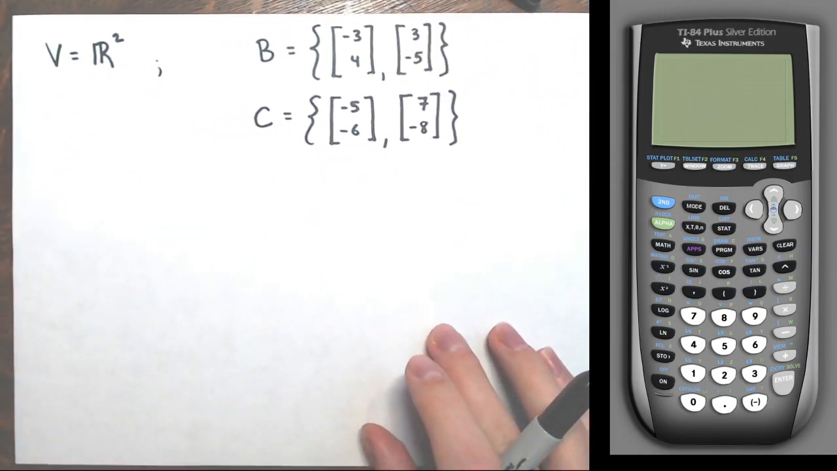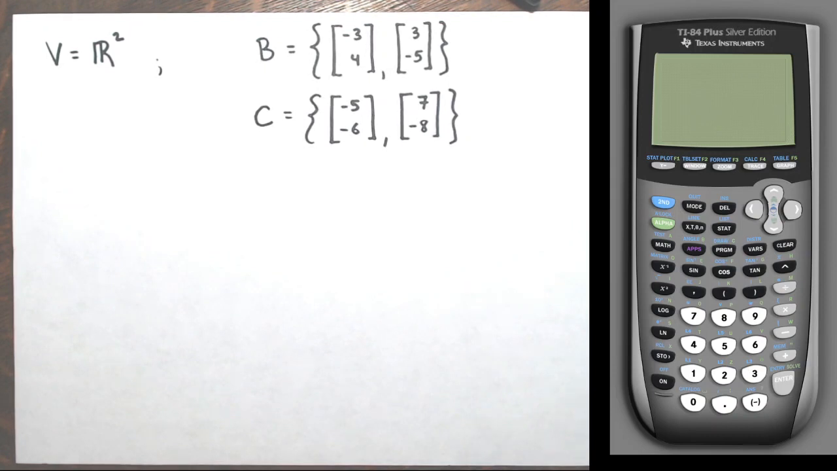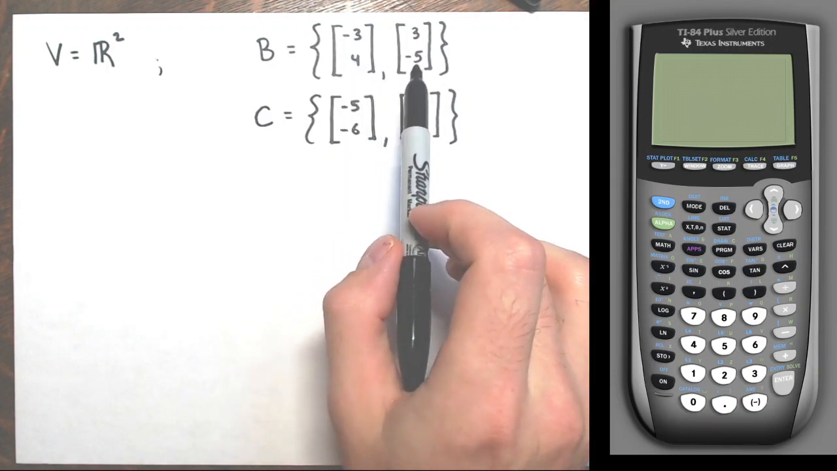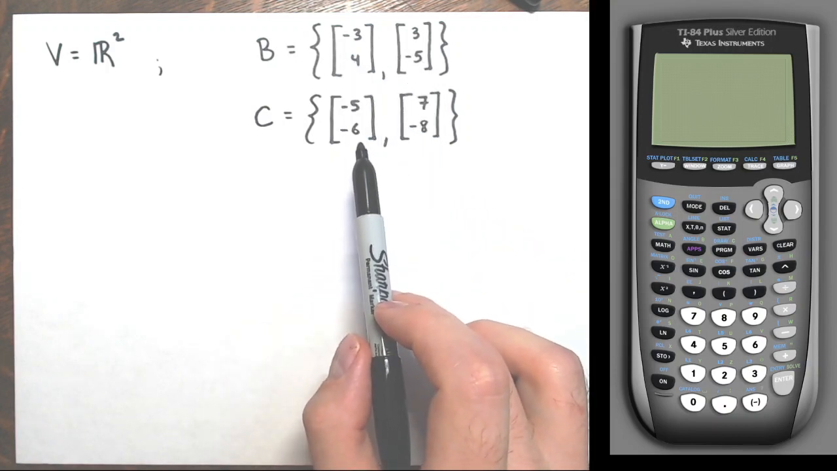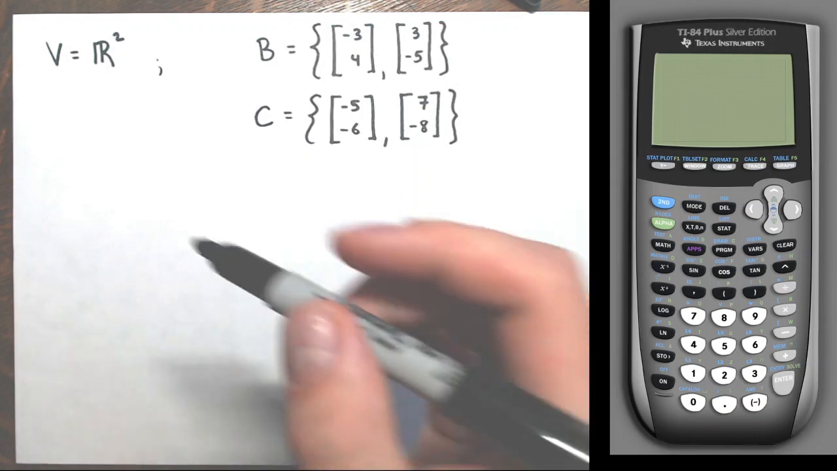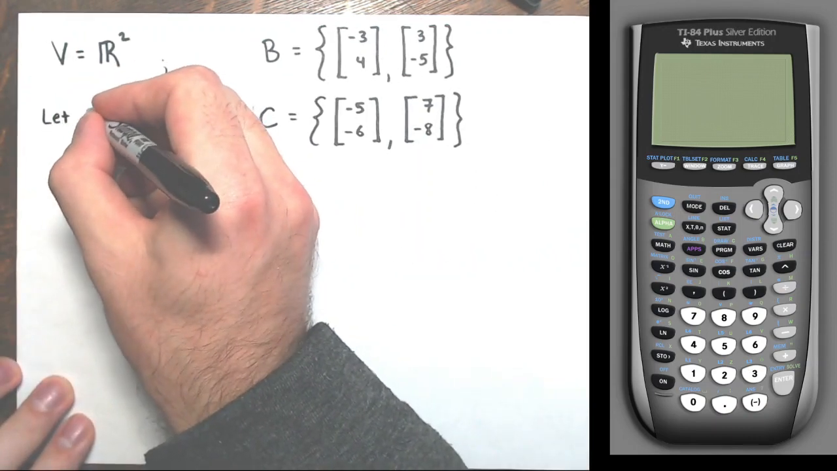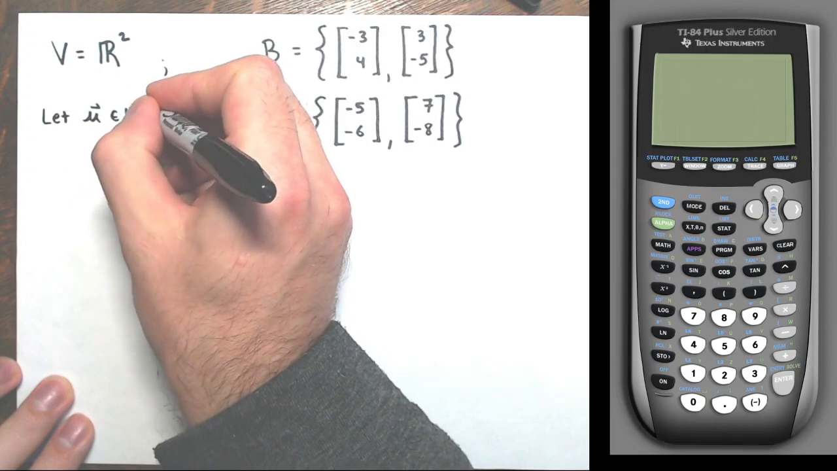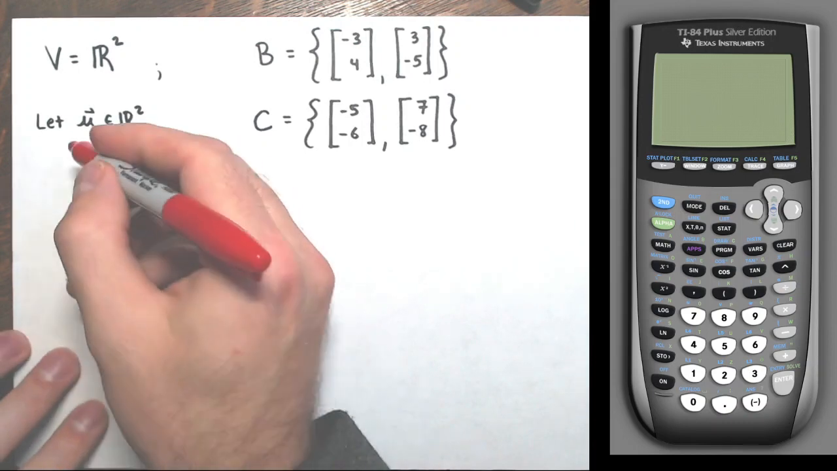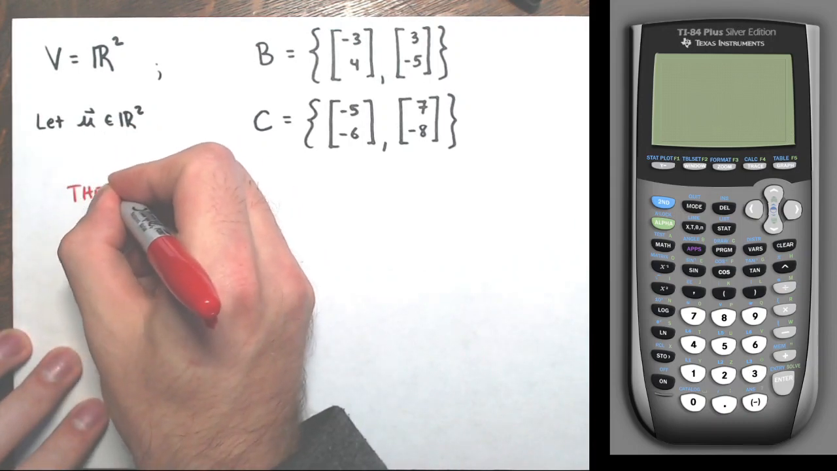Again, same deal. So I have V equals R2 again, but I'm going to do the shortcuts with this one, because we're in Euclidean space, R2. One basis B for R2 is these two vectors, (-3, 4) and (3, -5). Another basis C for R2 has vectors (-5, -6) and (7, -8). And like I said, let u be any vector in R2. Well then, according to what I wrote on the last page, this should be true.